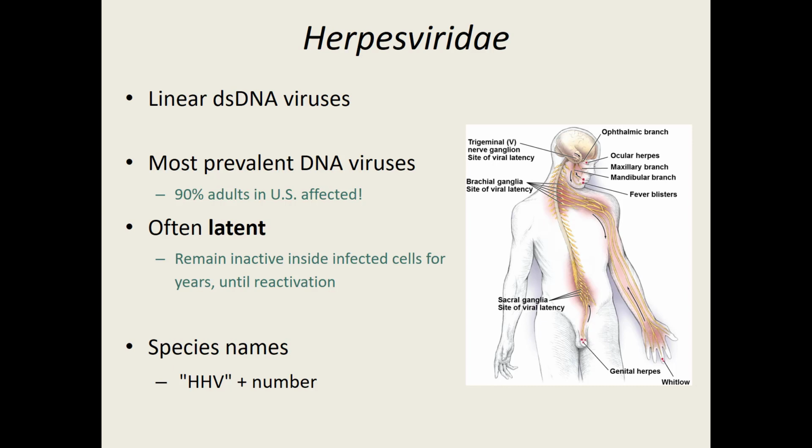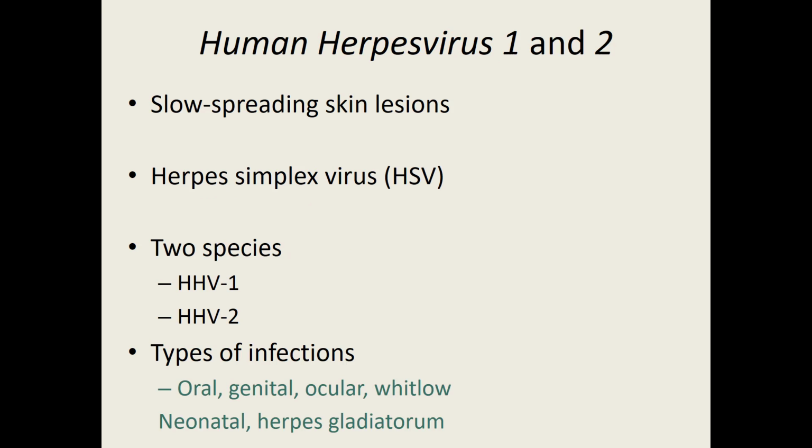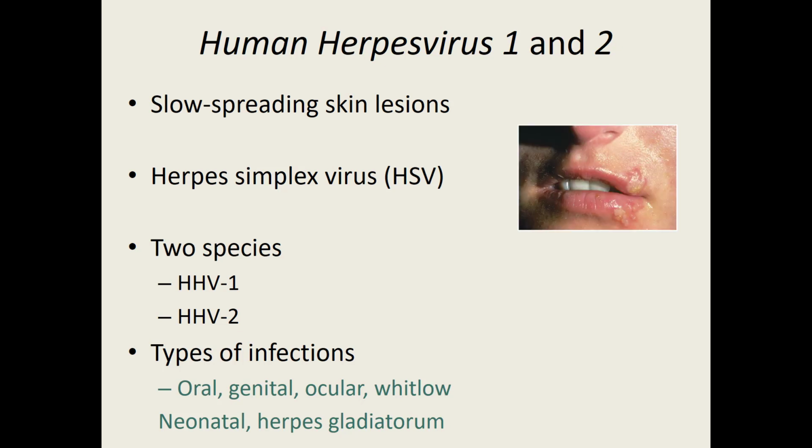So human herpes 1 and 2 both cause slow spreading lesions. That's kind of their main thing. You're going to get lesions, they're slow, and they can spread throughout the body. These particular viruses also used to be called the herpes simplex virus. Now we just call it human herpes virus 1 and 2. These two species are extremely similar. They're both slow spreading. They are 2 different viruses, and they affect 2 different regions of the body.